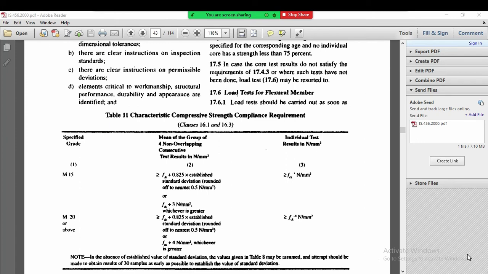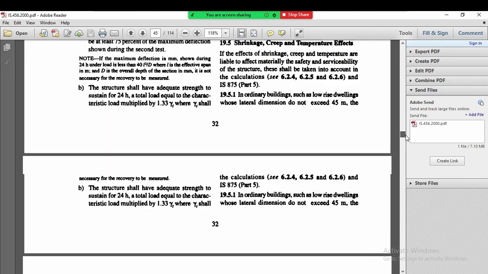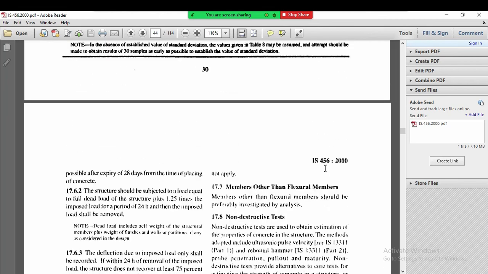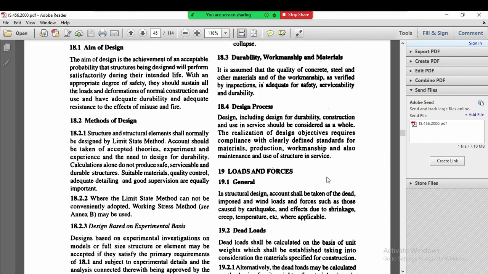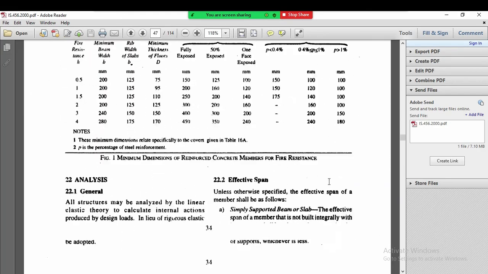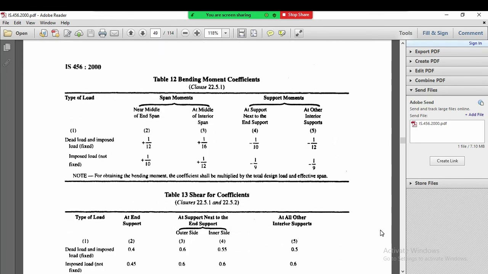So now, moving further to Table number 12, we want Table number 12. Okay, so now we will move to Table 12. This is Table 11, and after this comes Table 12. This table we have already used. This is the table for the bending moment coefficients.